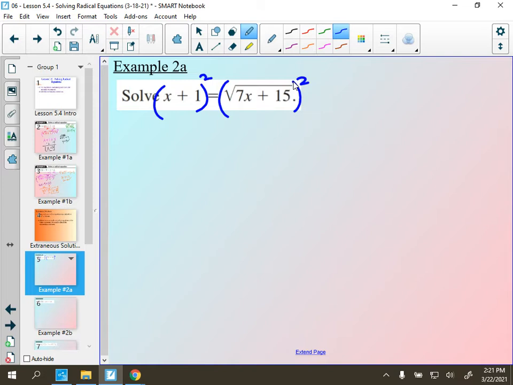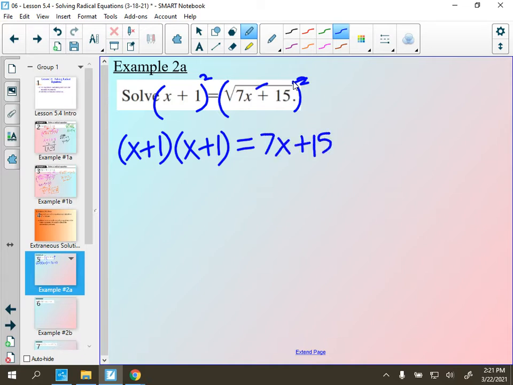the equation. Now here's the thing. I have to square the entire left side. So this is (x plus 1) squared, which hopefully we all remember means (x plus 1) times (x plus 1). That's not just x squared plus 1. All right, the right side's all good, right? We're getting rid of the square root, so we get 7x plus 15, which is awesome. That was the issue, the square root.